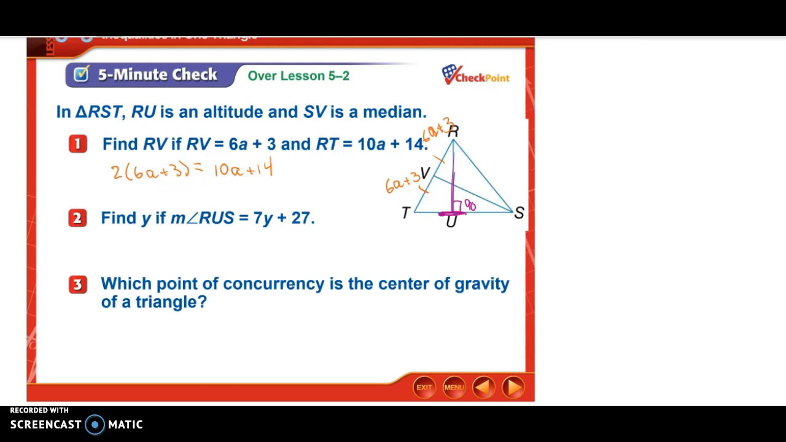The next one says find y if the measure of angle RUS is 7y plus 27. RUS is this angle right there, which is also perpendicular. So the equation you would set up for this one would be 7y plus 27 equals 90. And then the center of gravity of a triangle is the centroid that goes with the median. So that's just a little bit different term.